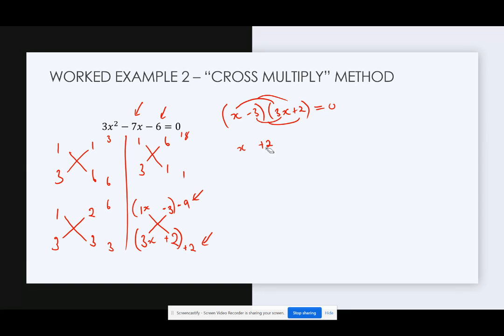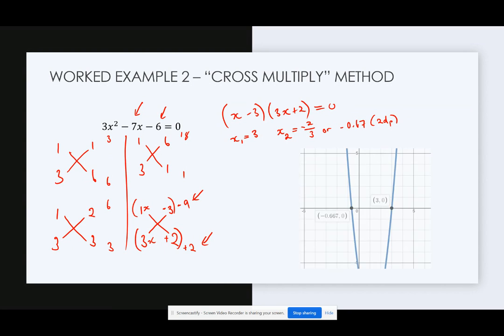The last thing we're going to do is just solve this quadratic. So I'll get rid of my arrows there. And so my first solution will be where the first bracket is equal to 0, so that's just 3. My second solution this time will be where the second bracket is equal to 0, so that will actually be minus 2 over 3, or negative 0.67 to 2 dp.